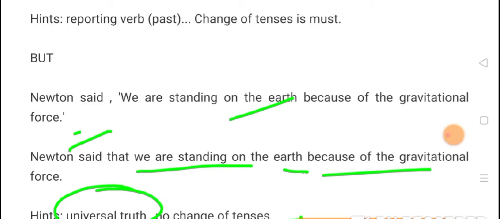You can see, are standing remains are standing. 2 and 2 makes 4. So this is also a truth. Okay, you know, honesty is the best policy. Okay, diamond cuts diamond. So understood? These are the things which are natural truths, and in case of that we can't change the tense of the reported speech. Understood?